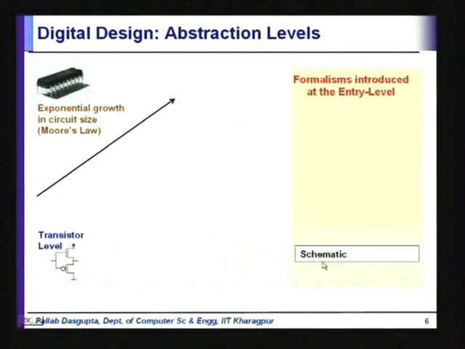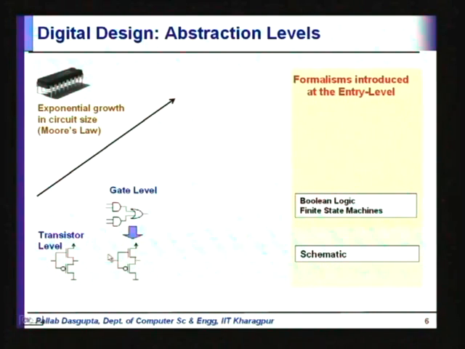So this level we call schematic. Okay. Then when the transistor level designs started becoming too complicated, we raised the level of abstraction. We said that we can't specify everything at the transistor level anymore. Let us use gates and flip flops to specify the design, and the corresponding formalism is Boolean logic. The reasoning is based on Boolean algebra, and for the states we have finite state machines. Right? So this is the formalism.